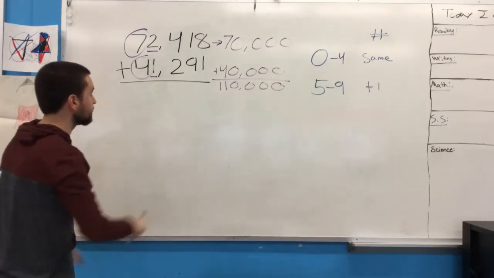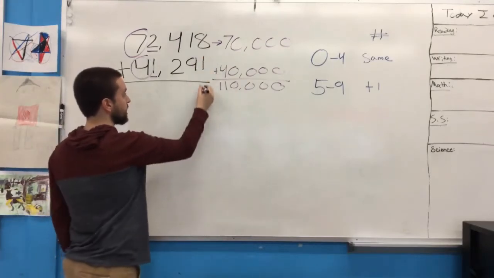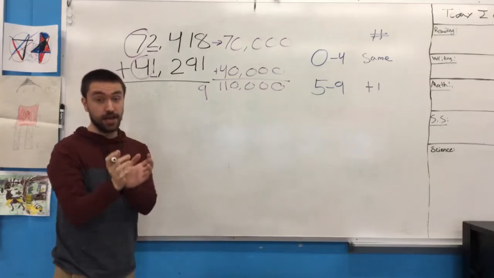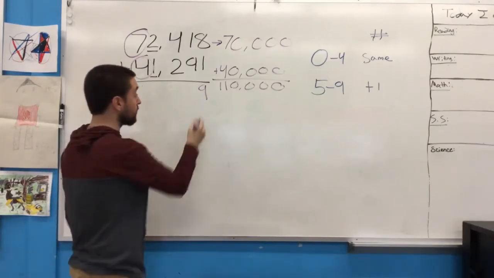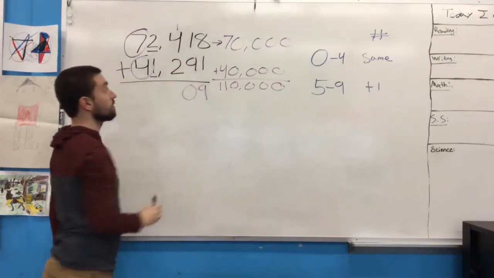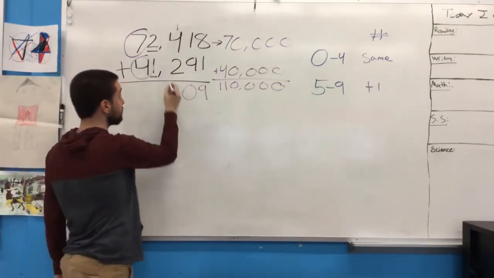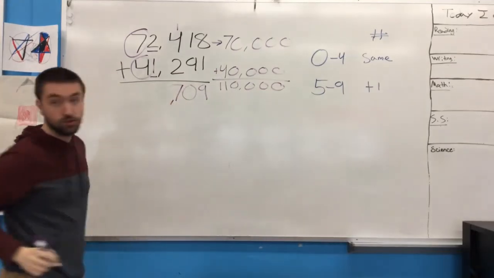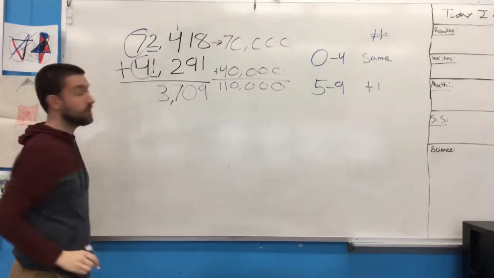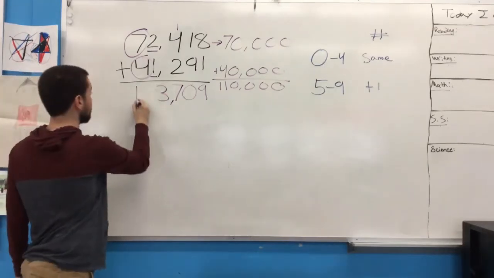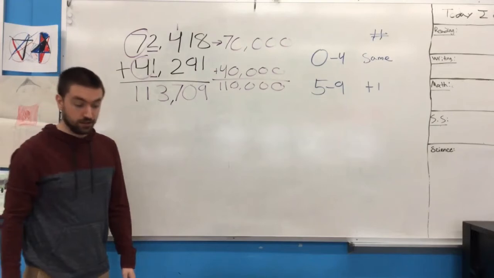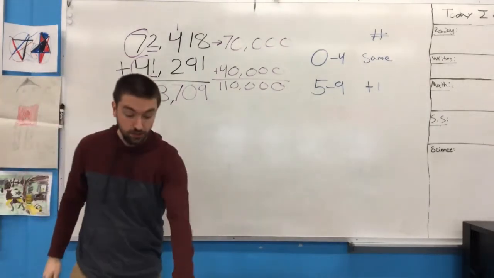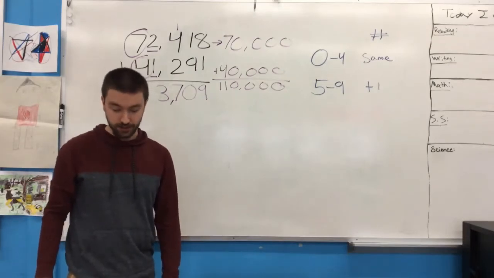Let's see if the student was right. 8 plus 1 is 9. 1 plus 9 is 10. We have a 10, which means we need to bundle and move it over. 1 plus 4 is 5, plus 2 is 7. 2 plus 1 is 3. And 7 plus 4 is 11. So now we have our answer of 113,709, which was the same as the student answer, so that one was correct.